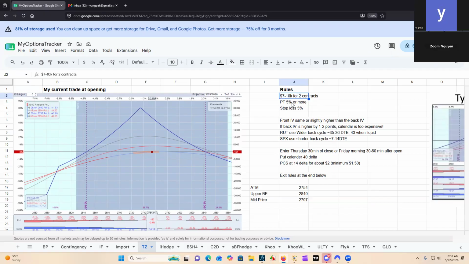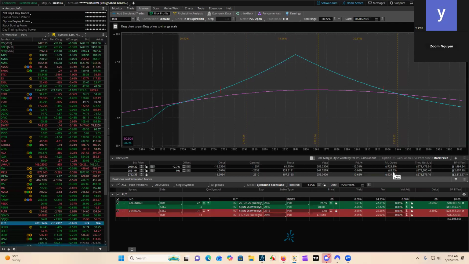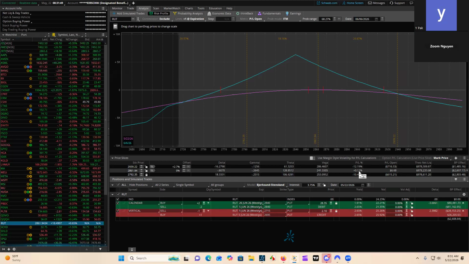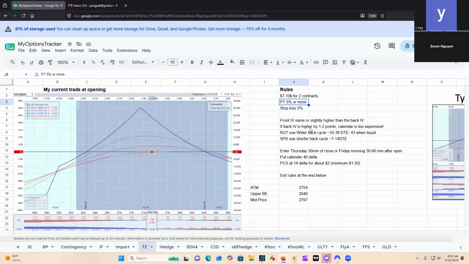For two contracts, you need a minimum of 7 to 10K in your account. Your profit target is 5%. So when this goes to 5% here, or in Thinkorswim, it'll give you a percentage, your profit loss percentage here. If it goes to 5%, you take it off, because that's your profit target. And I think for two contracts, you can make like $400 for 5%.